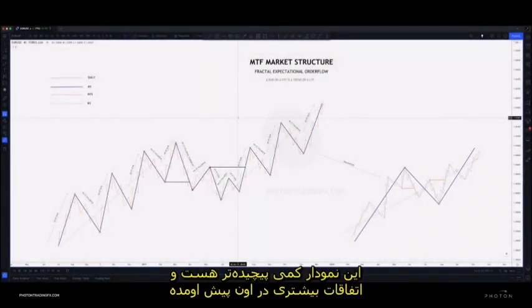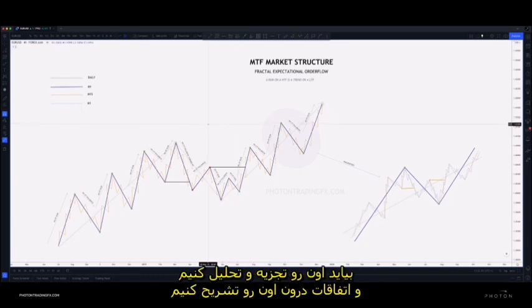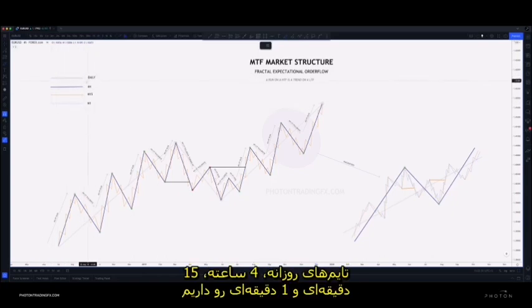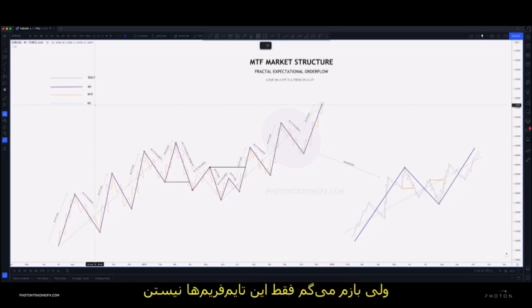Okay, so this diagram is a little bit more messy as there's a little bit more going on, but let's just slowly go through it and see what we have here. So this time, instead of just looking at 2 time frames, we have 4 time frames, and we have them as the daily, the 4 hour, the M15, and the M1. But again, this is not time frame specific.